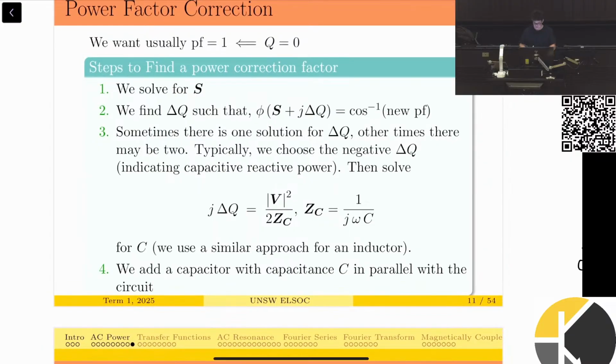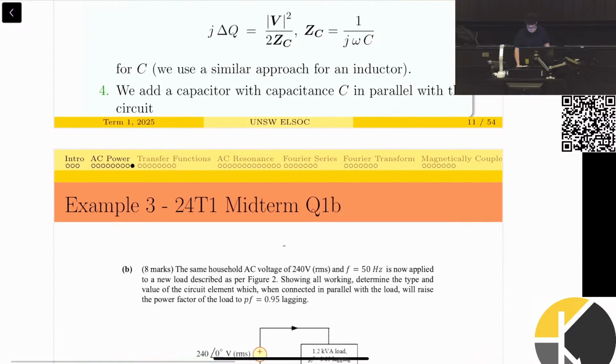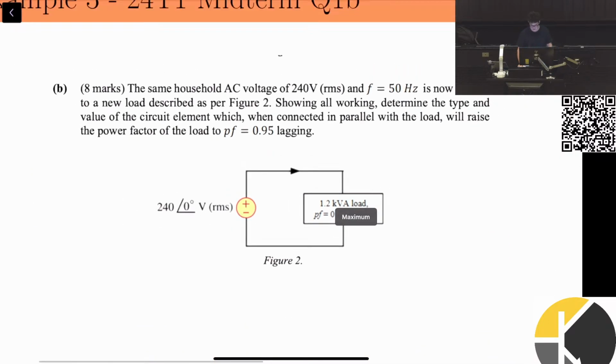We solve for S. We find a delta Q, because we want to change Q by some amount to get to the new power factor. And then we solve what component will get us that delta Q. So it will make it much more clear if I just show you an example.